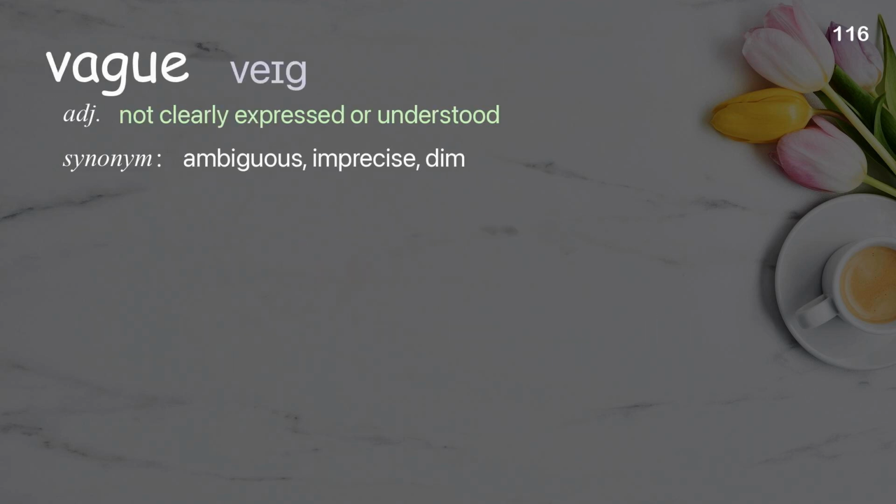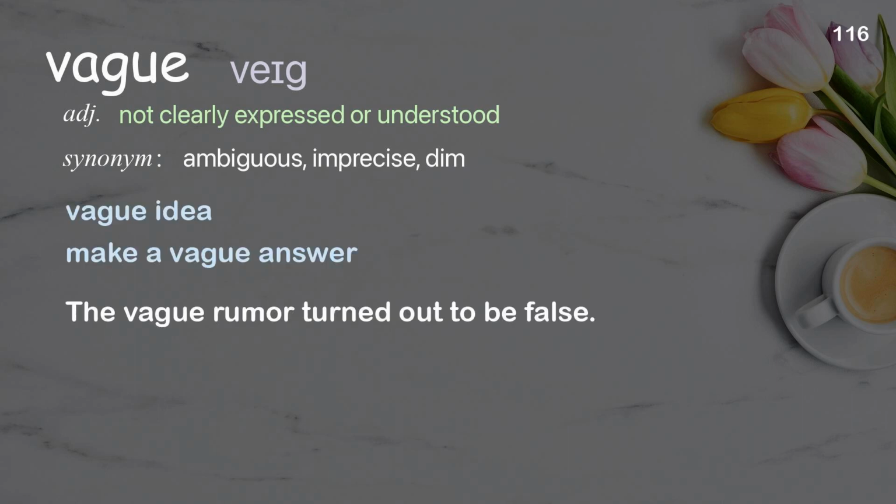Vague. Not clearly expressed or understood. Examples: Vague idea. Make a vague answer. The vague rumor turned out to be false.